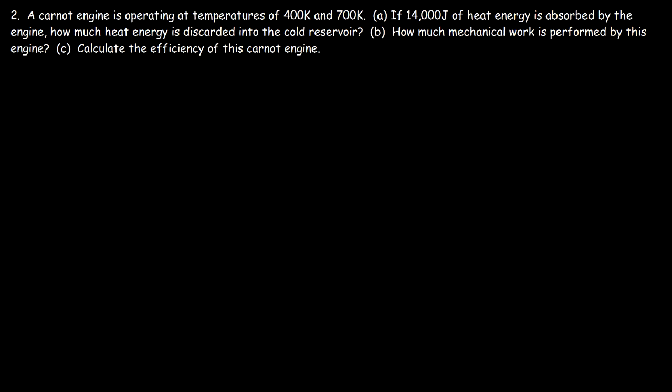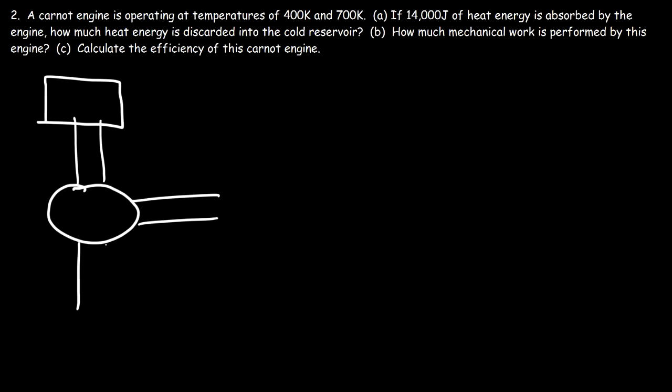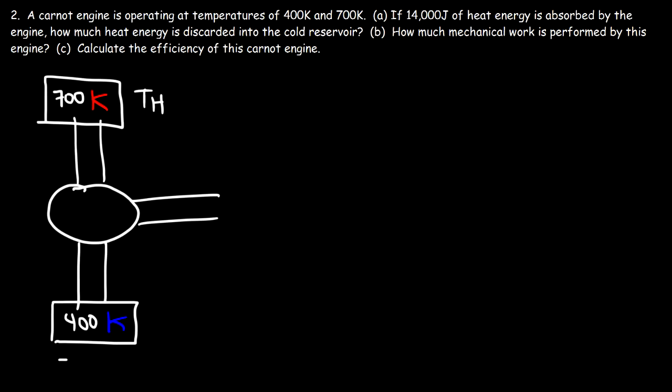Number 2, a Carnot engine is operating at temperatures of 400 Kelvin and 700 Kelvin. If 14,000 joules of heat energy is absorbed by the engine, how much heat energy is discarded into the cold reservoir? So let's draw a picture. That's the engine, and this is going to be the hot temperature reservoir, and this is the cold temperature reservoir. The temperature is 700 Kelvin, so that's Th. And at the cold reservoir, it's 400 Kelvin, and that is Tc. And this is the engine itself.